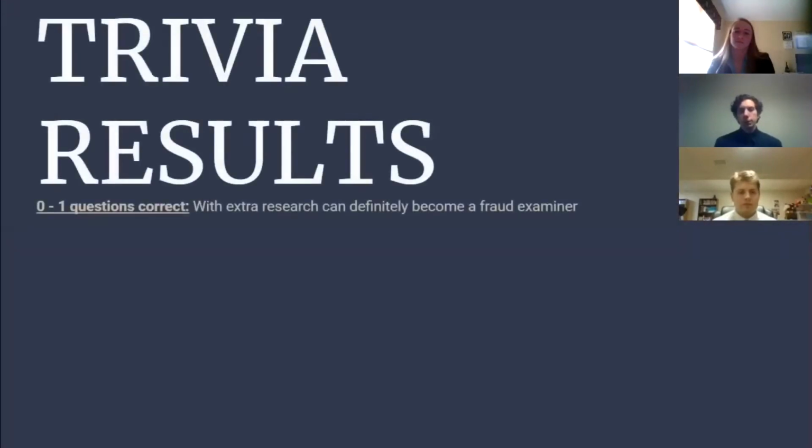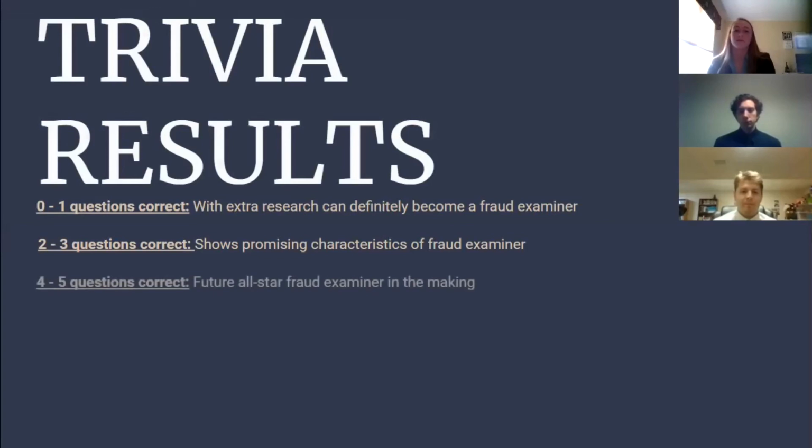Here are the results. If you got 0 to 1 questions correct, with a little bit of extra research, you can definitely become a fraud examiner. If you got 2 to 3 questions correct, you are showing promising characteristics of a fraud examiner. And if you got 4 to 5 questions correct, you're a future all-star fraud examiner in the making.